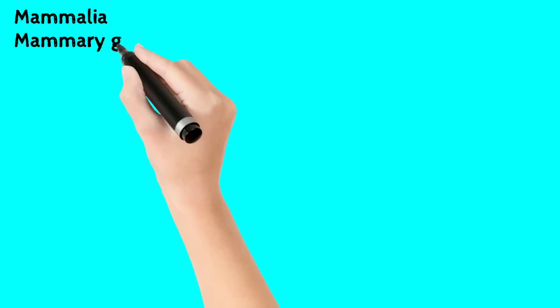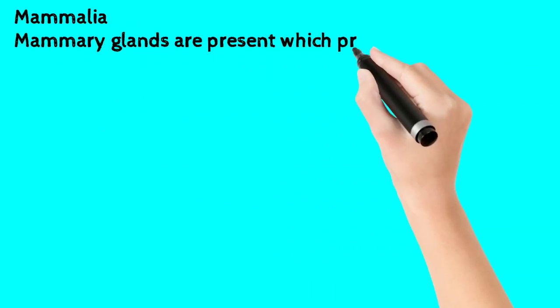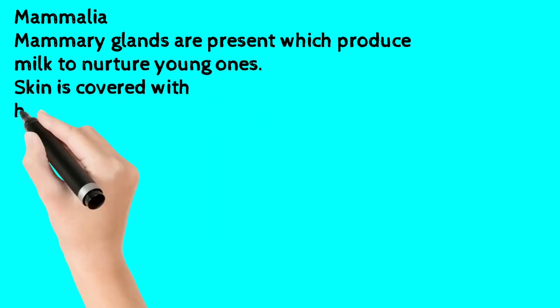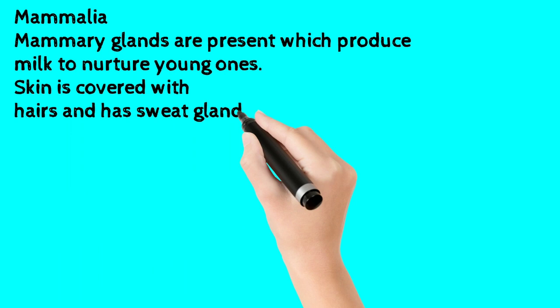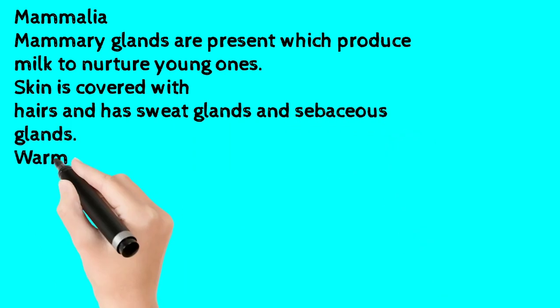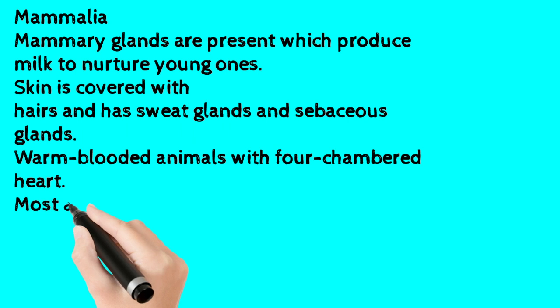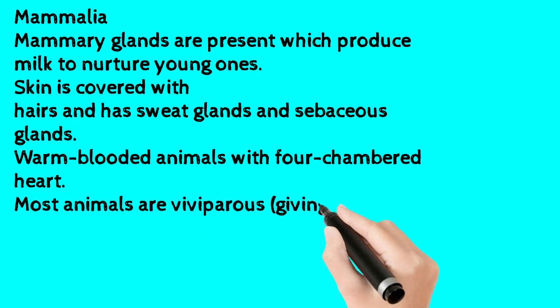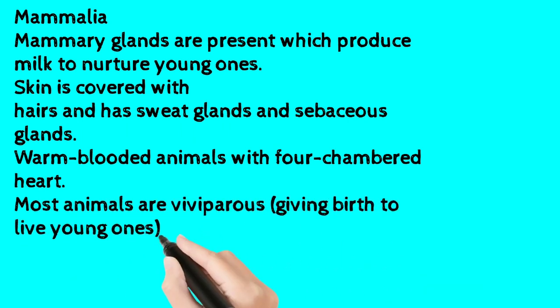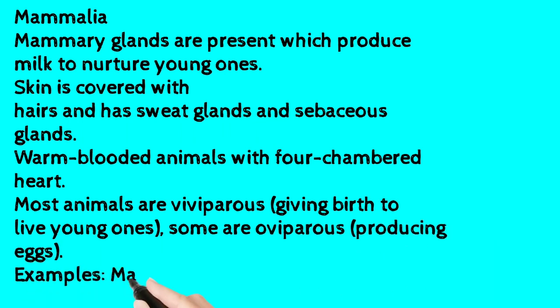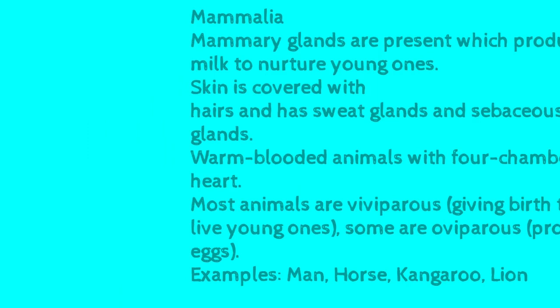Mammalia. Mammary glands are present which produce milk to nurture young ones. Skin is covered with hairs and has sweat glands and sebaceous glands. Warm-blooded animals with four-chambered heart. Most animals are viviparous, giving birth to live young ones. Some are oviparous, producing eggs. Examples: man, horse, kangaroo, lion.